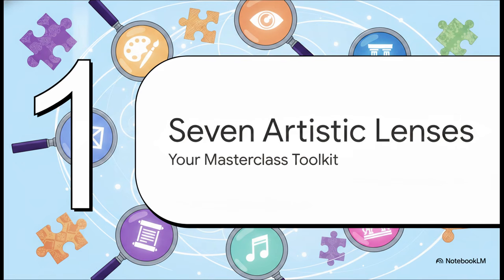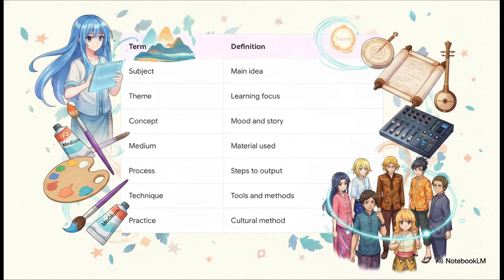Section 1, the 7 artistic lenses, which is basically your masterclass toolkit. Because before we even look at a single piece of art today, we need our investigative tools, right? I mean, you wouldn't try to build a house without a hammer. These lenses are the definitive tools we'll use to decode every single artwork we encounter. I definitely need you to lock this toolkit into your memory. Let's break it down real quick.